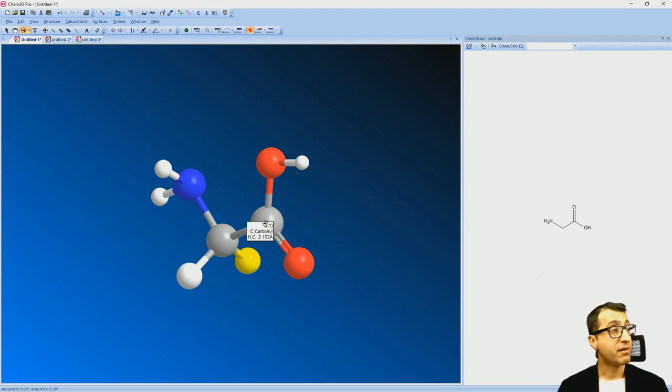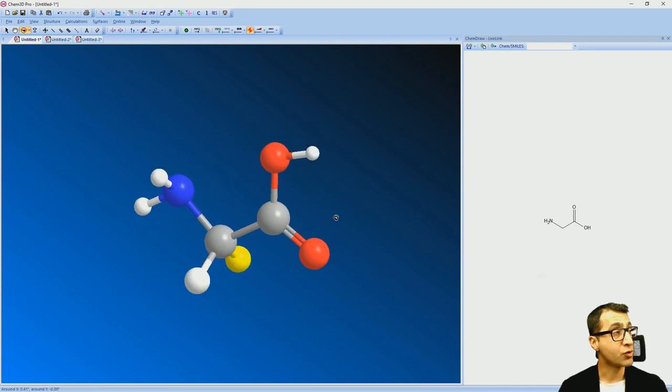On the other side, you have the carboxyl group here. So you have the carbon double bonded to an oxygen and also bonded to a hydroxyl group here, an oxygen and a hydrogen. And so this is the general structure of glycine. And the only thing that differs between this and the other amino acids is that the other amino acids have something other than a hydrogen as the variable group.